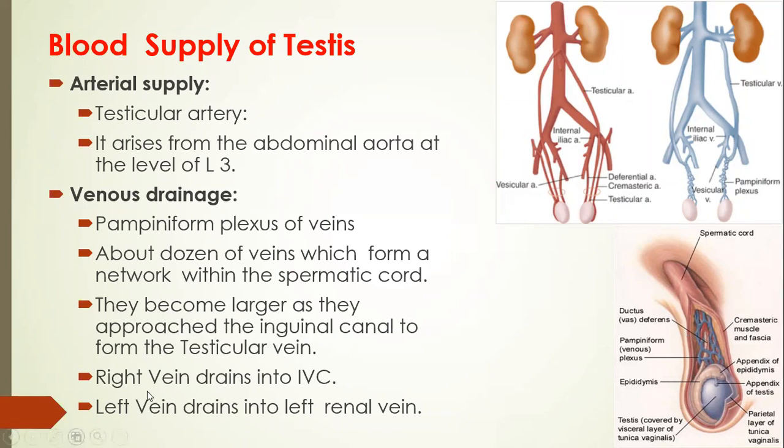The right vein will drain into the inferior vena cava. But see here, the left vein drains into the left renal vein. It doesn't drain into the inferior vena cava directly. So this will drain into the left renal vein, and from there into the inferior vena cava.